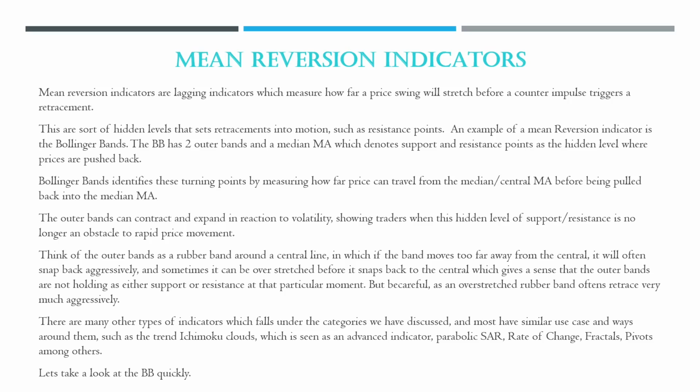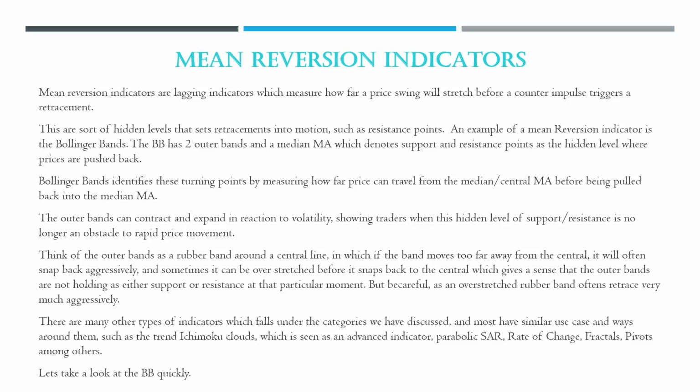So there are many other types of indicators which fall under the categories we have discussed, and most have similar use cases, such as the Ichimoku clouds, which is seen as a trend indicator, the parabolic SAR, the rate of change, fractals, pivots, among others. So there are countless indicators we can look at, but the commonly used ones are the ones I have talked about.